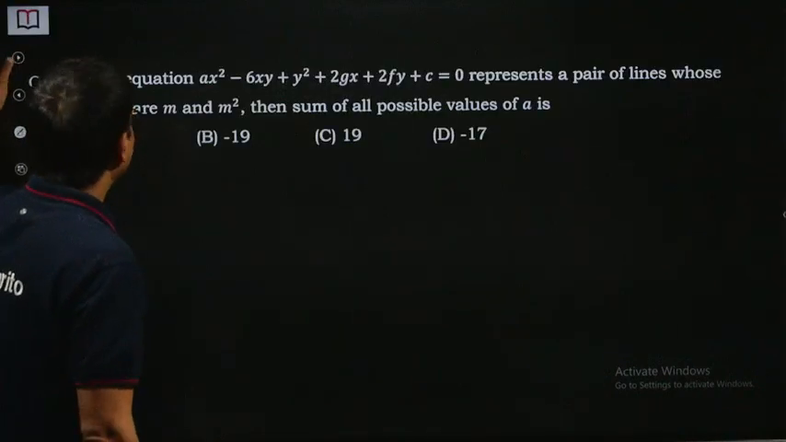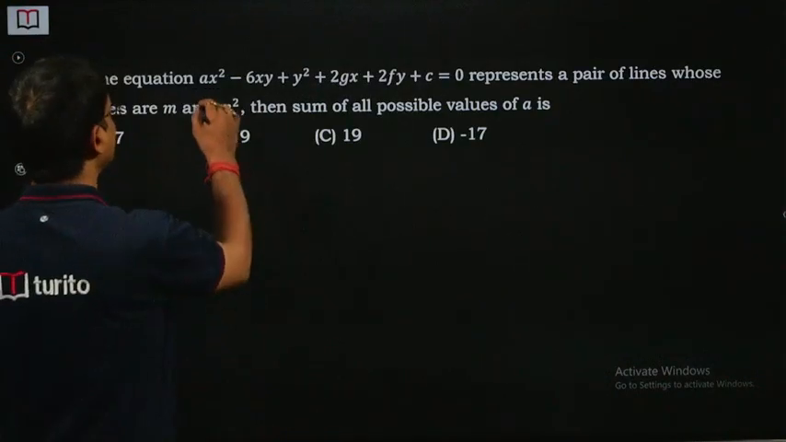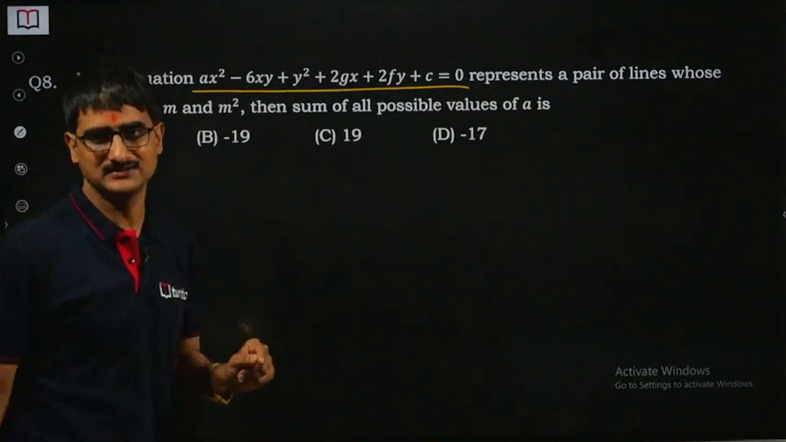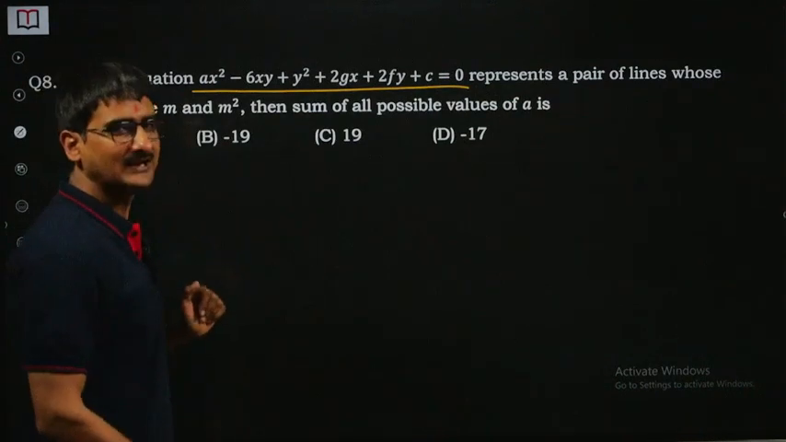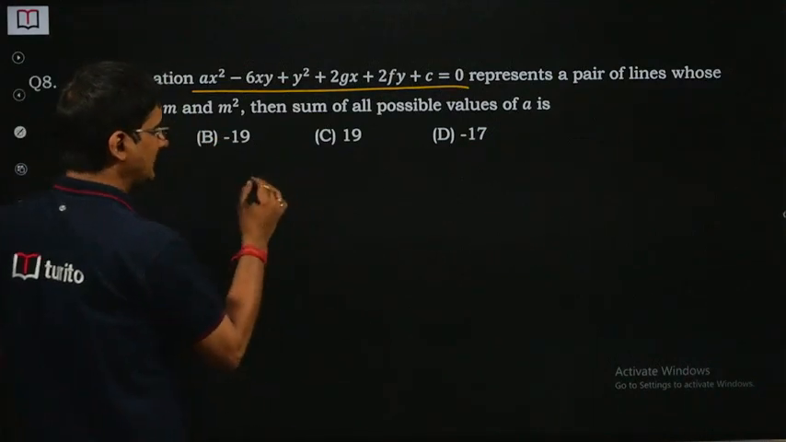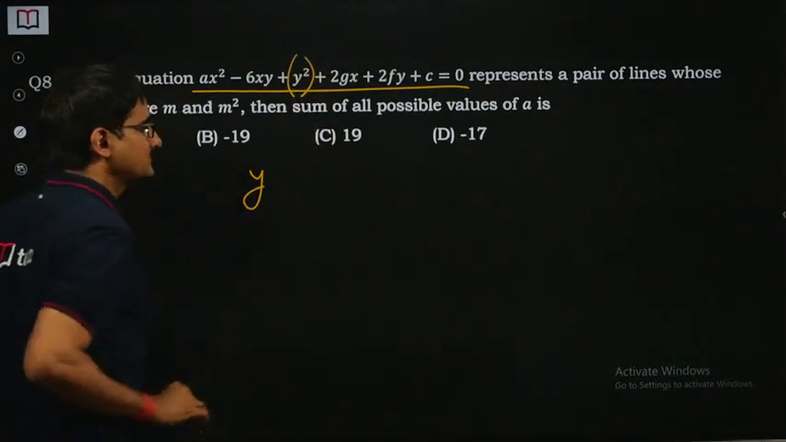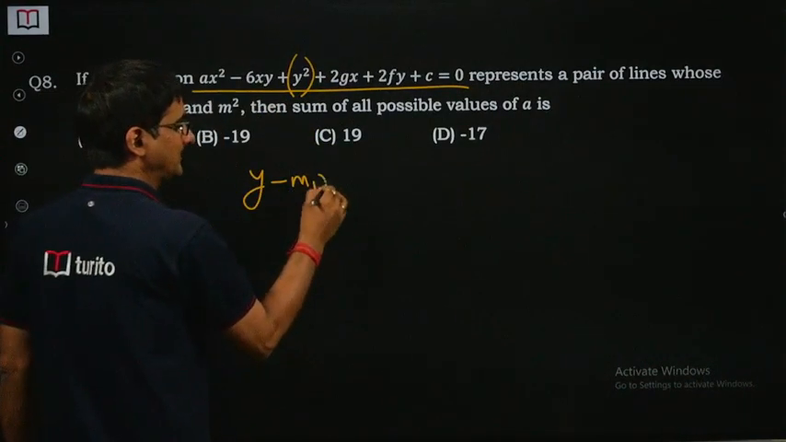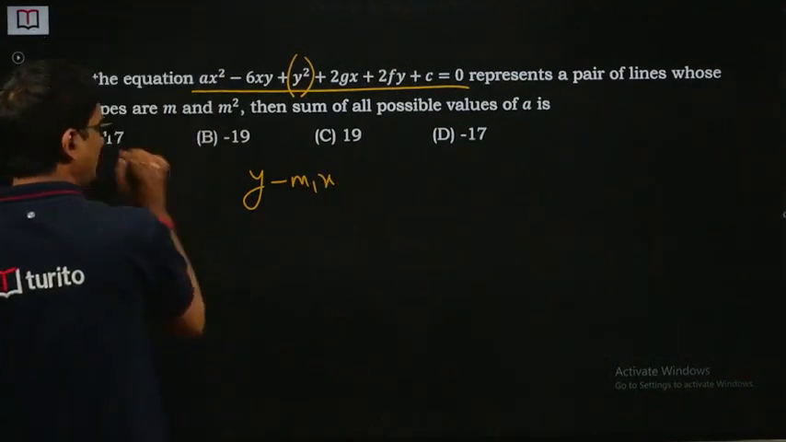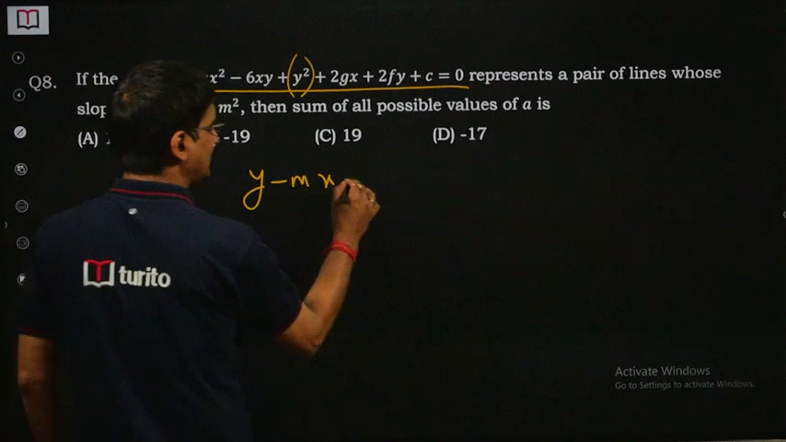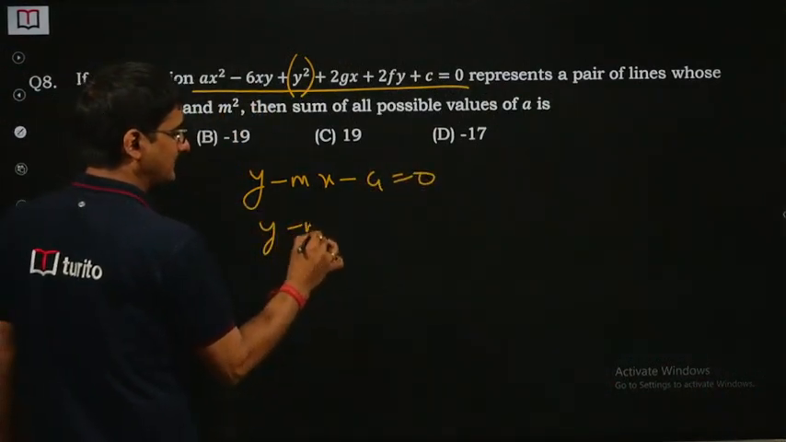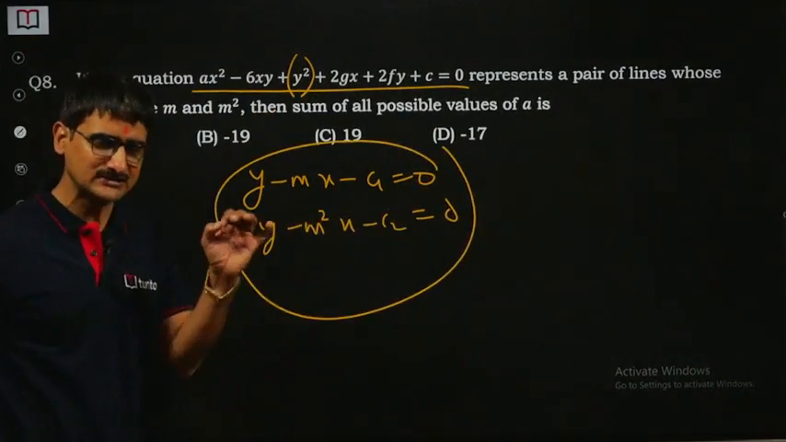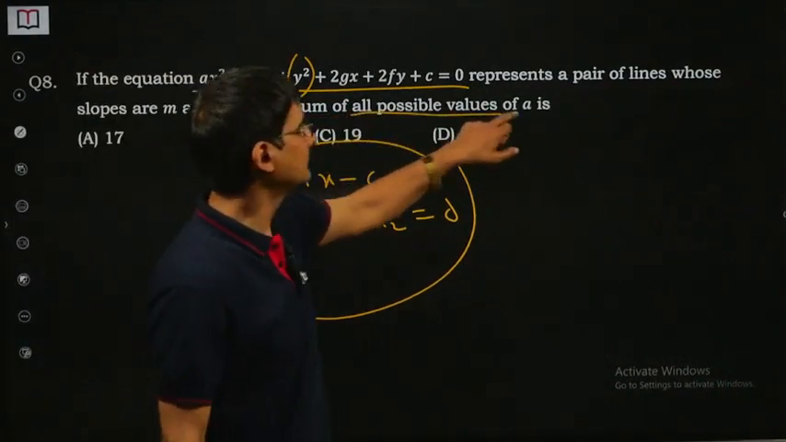Okay. So now moving to the next question, the equation represents a pair of lines whose slopes are m and m square. Pair of lines whose slopes are m and m square. See, whenever we have to write, observe here, the coefficient of y square is positive 1. Okay, so y minus m1 x, so we are given the slope, so why will I write m1? I will write mx, and then minus c1 equal to 0, y minus m square x minus c2 equal to 0, just multiply, and we have to just collect the terms because of all possible values of a.